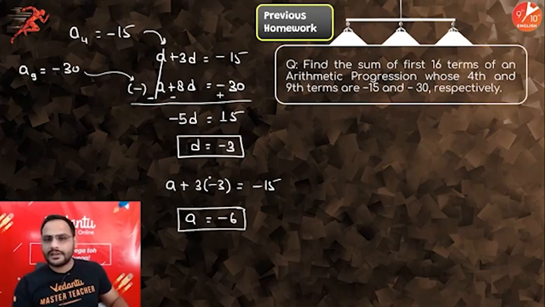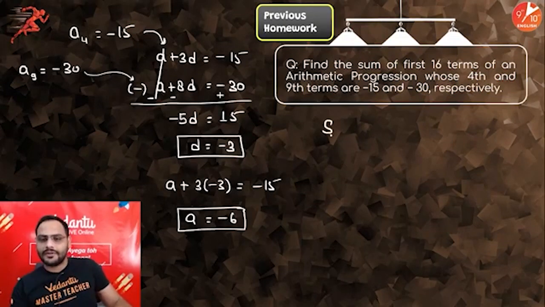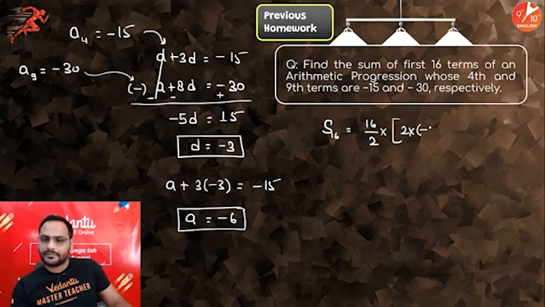d is minus 3, a is minus 6. The sum of the first 16 terms will be equal to 16 by 2 into 2 times a, which is minus 6, plus 16 minus 1, 15 times d, which is minus 3.